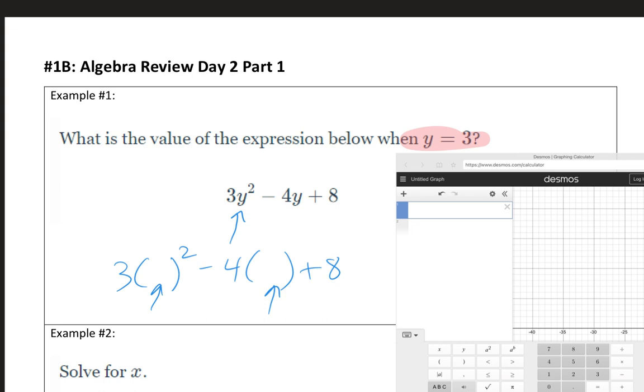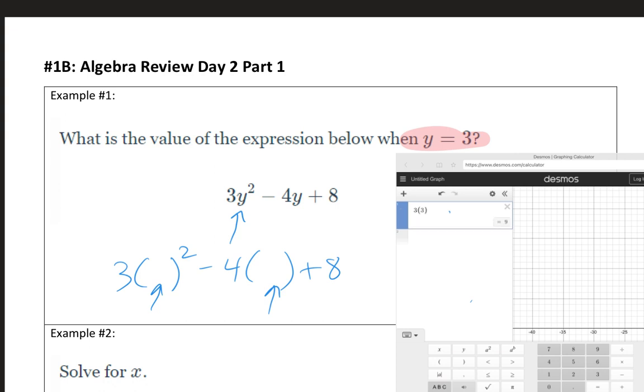Okay, so if we go right over here, I'm just going to type in our 3. Sorry, let's see here if I can get this to go. Okay, 3. Okay, there we go. Parentheses. And then instead of the y, I'm going to put a 3. Okay, and then I'm going to close it.